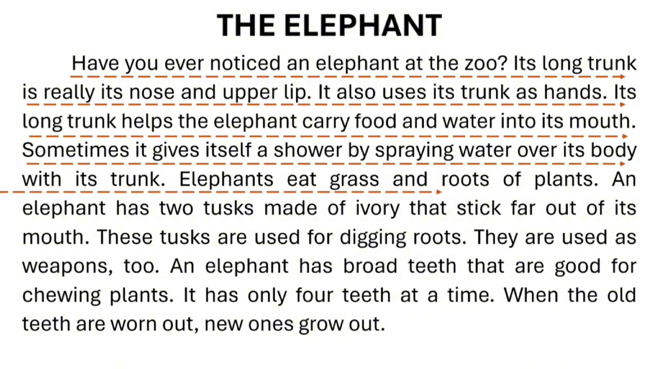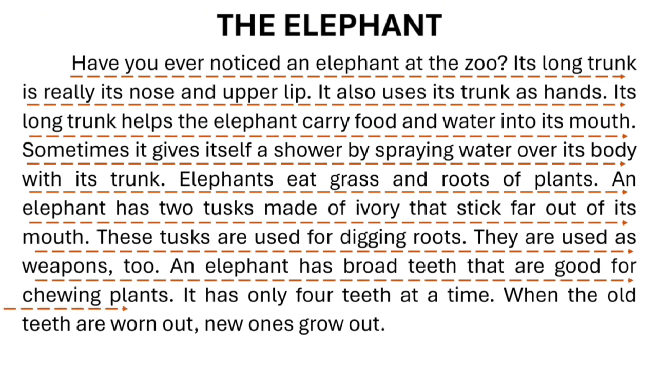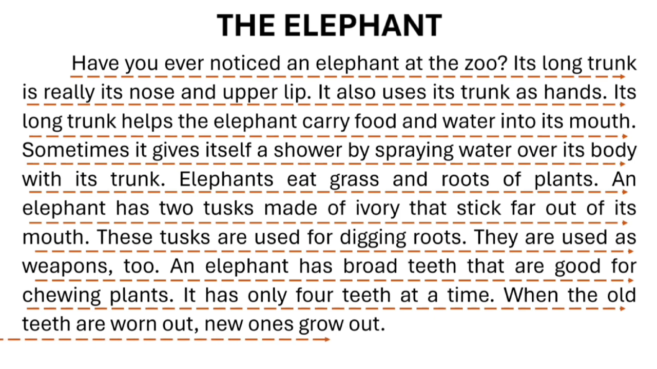Elephants eat grass and roots of plants. An elephant has two tusks made of ivory that stick far out of its mouth. These tusks are used for digging roots. They are used as weapons too. An elephant has broad teeth that are good for chewing plants. It has only 4 teeth at a time. When the old teeth are worn out, new ones grow out.